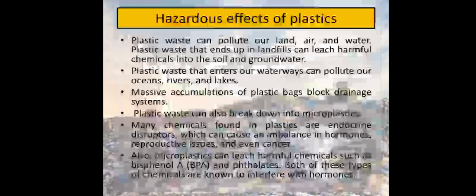Many chemicals that are found within plastics are endocrine disruptors, which can cause hormonal imbalance, reproductive issues, and can even cause cancer. The microplastics can leach harmful chemicals such as bisphenol and phthalates. Both of these types of chemicals are also known to interfere with hormones. So these are the different hazardous effects of plastics, the different types of plastics, and the chemical structure of plastics. So within this lecture we have discussed this concept.